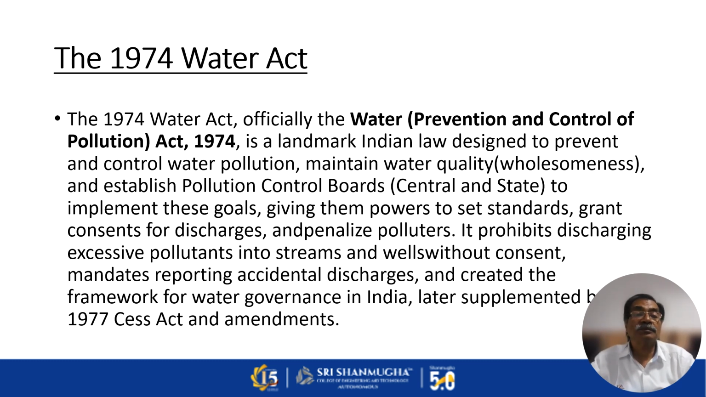Next, we'll see the 1974 Water Act. The 1974 Water Act is the Water Prevention and Control of Pollution Act 1974. It is a landmark Indian law designed to prevent and control water pollution, to maintain water quality, that is wholesomeness, and to establish pollution control boards, central and state boards, to implement these goals, giving them powers to set standards, grant consents for discharges, and penalize polluters.